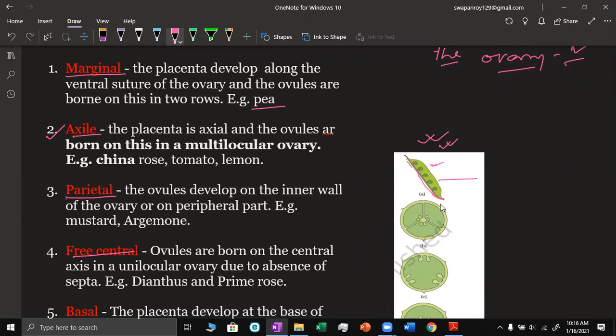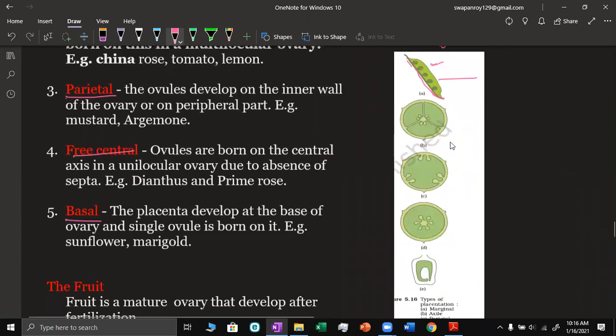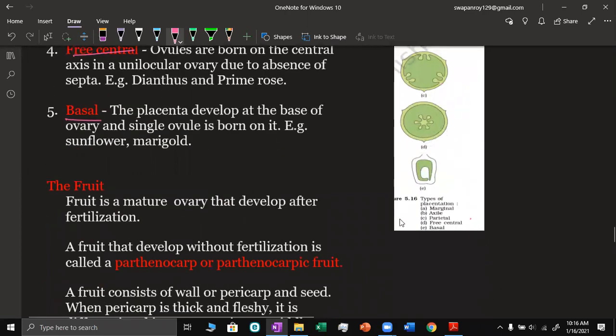Then there is axile placentation. In axile placentation, the gynoecium is polycarpellary syncarpous. That is, they are united, fixed, and there are chambers. See here it is shown three chambers, maybe two chamber, maybe four chamber, five chamber, and the ovules are attached.